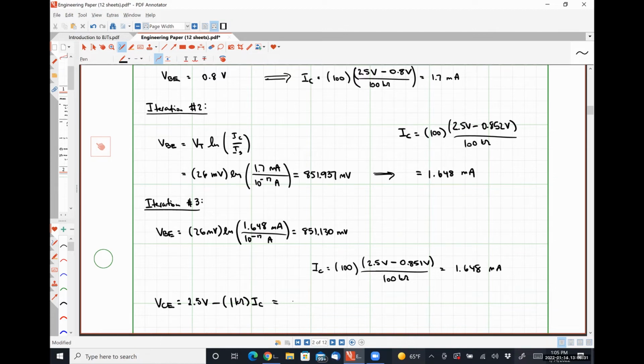I get about 852 millivolts. So is this guy operating in the forward active region? Yeah, it's at the very edge of saturation for sure, but it is operating in the forward active region.